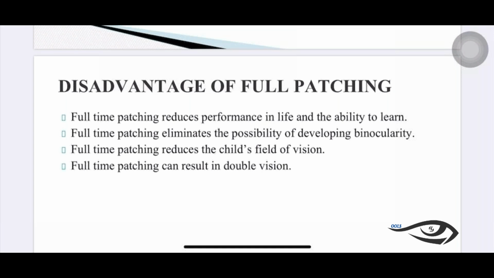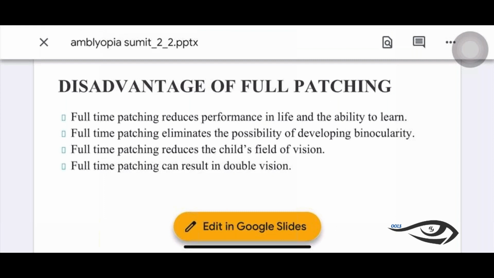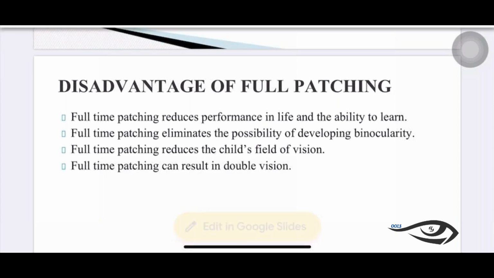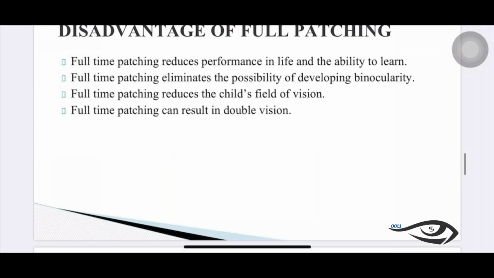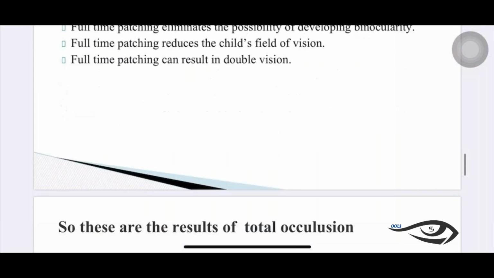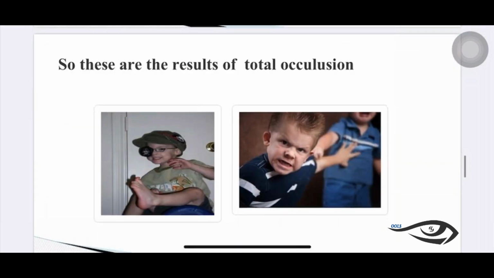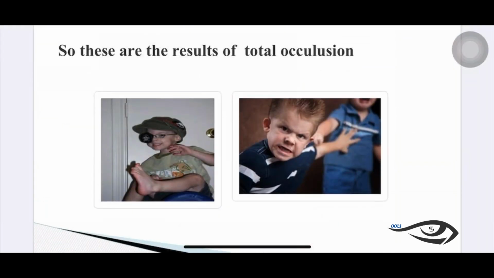Full-time patching reduces the child's field of vision. Whenever I talk about the field of vision, that is also going to decrease with patching. Sometimes it will give you double vision also. If you patch one eye for a longer time, when your amblyopic eye starts developing, you can get double vision. Now, if we see the results of total occlusion, most of the kids get anger and anxiety, all the behavioral issues, when you do total occlusion.